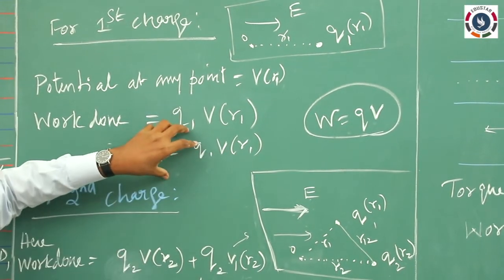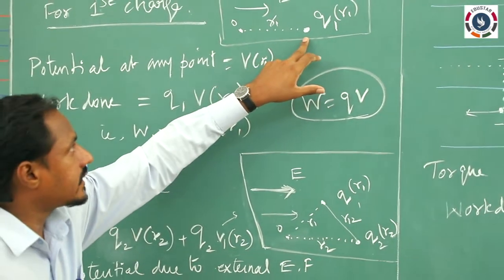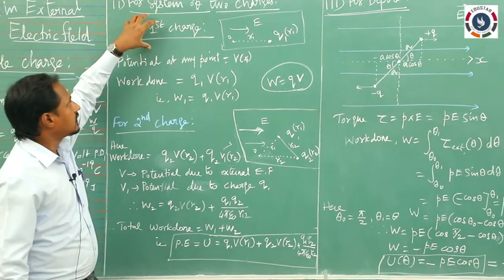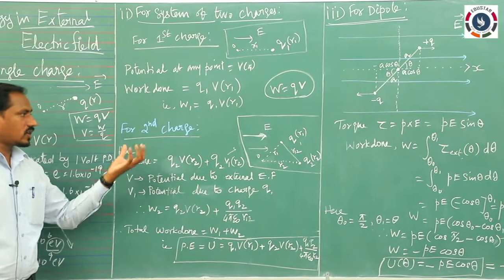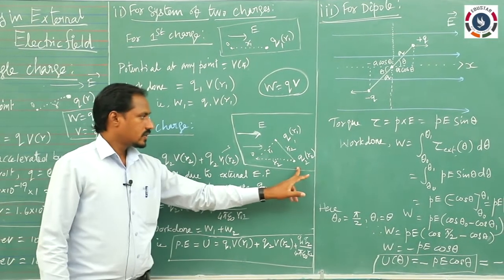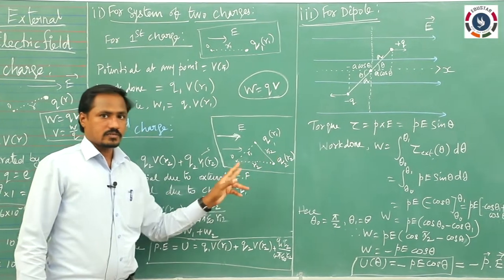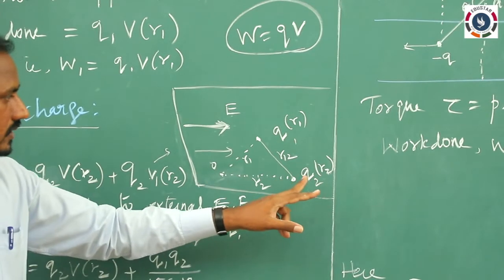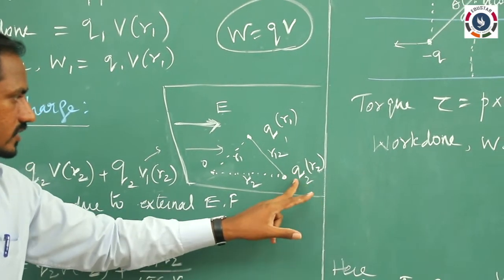This is the work done for bringing the first charge from infinity to a particular point in the external electric field. That is called the potential energy for the first particle. Next, we assume the second charge, q2, whose position is r2. These positions are with respect to the origin. So r2 is the position of q2, and q2 is the magnitude of the charge.